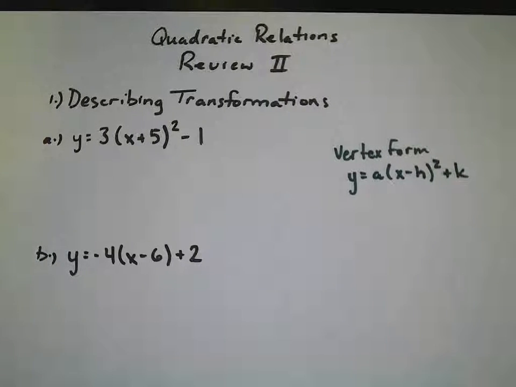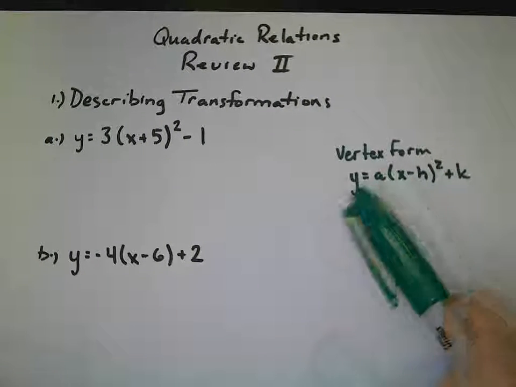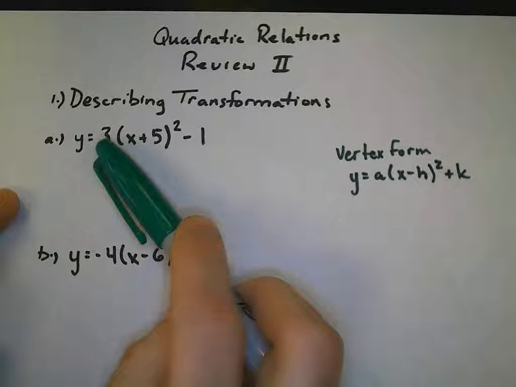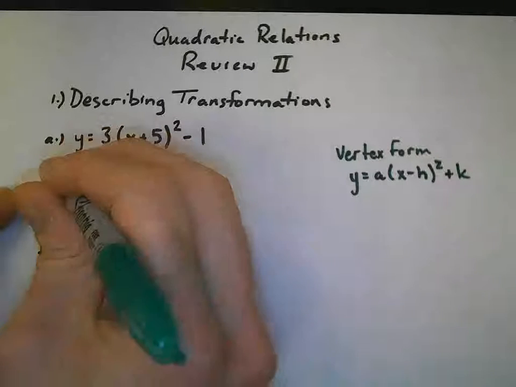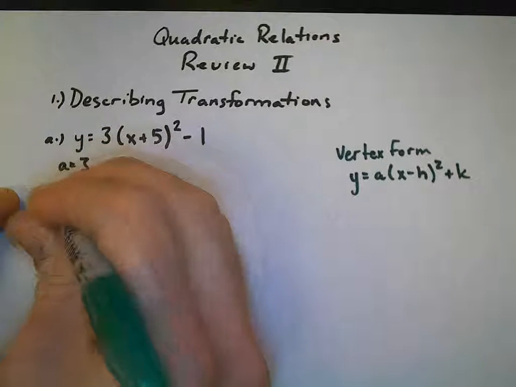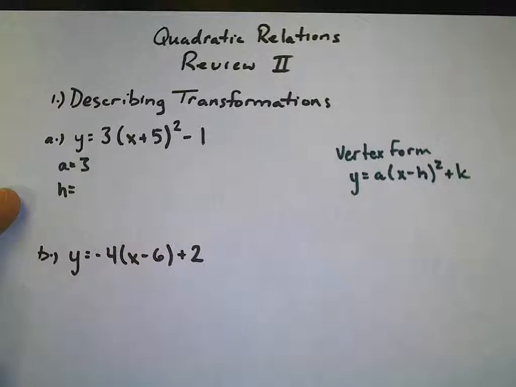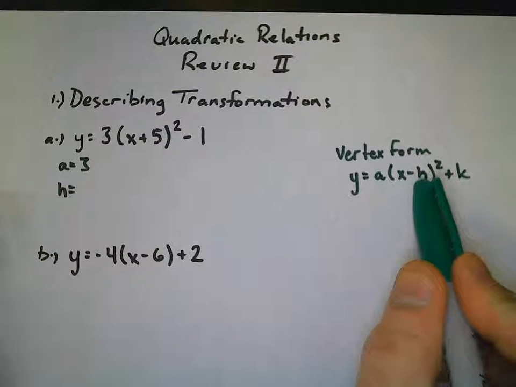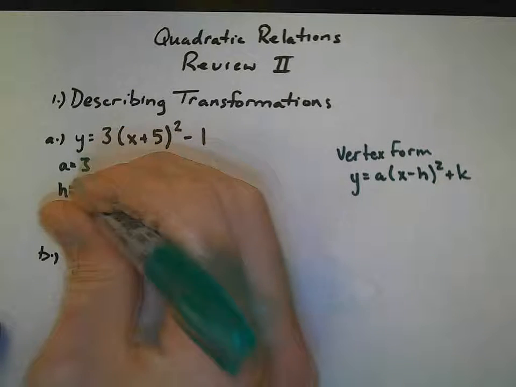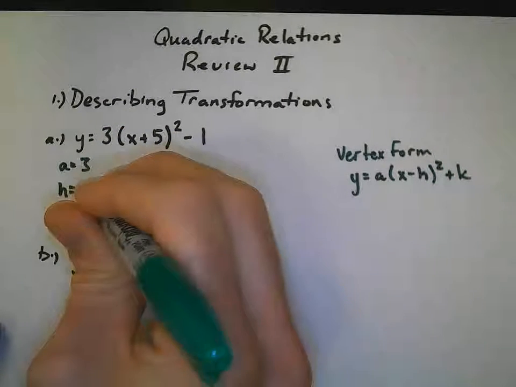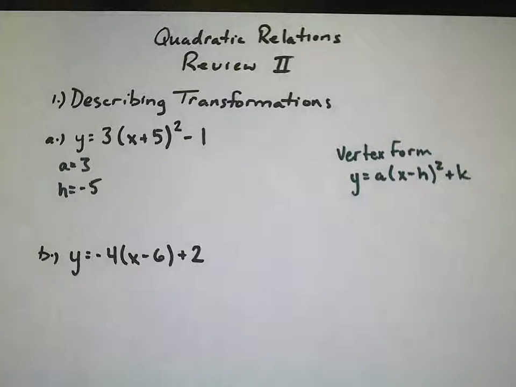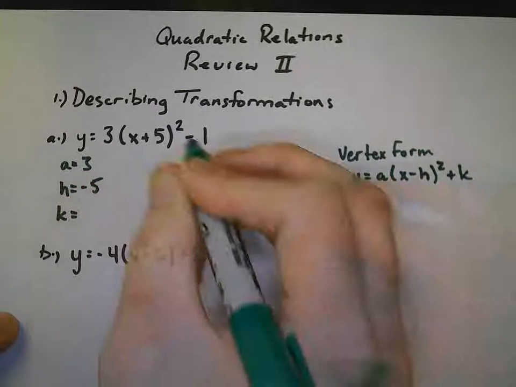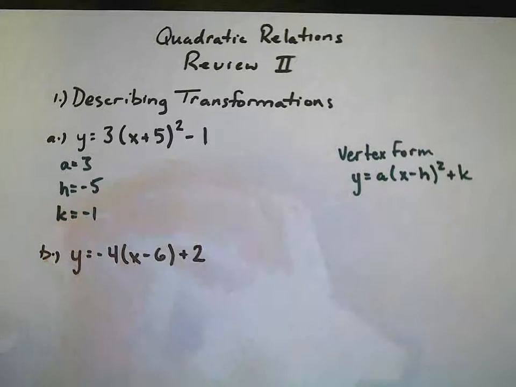But when you look at this very first equation, the best bet is to actually label what a, h, and k are. You'll notice that the value at the very beginning is a, so a is equal to 3. Inside my brackets I have plus 5, but vertex form is usually minus some number, and the only way to get a plus 5 is if your h is negative, so negative 5 in this case. And finally, your k value at the very end is negative 1.